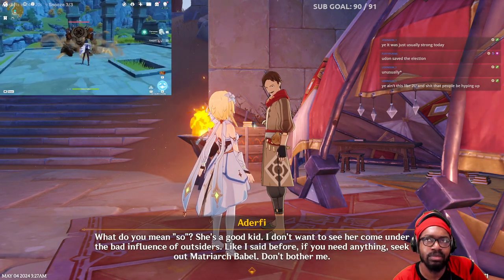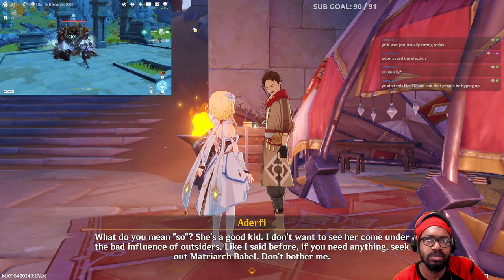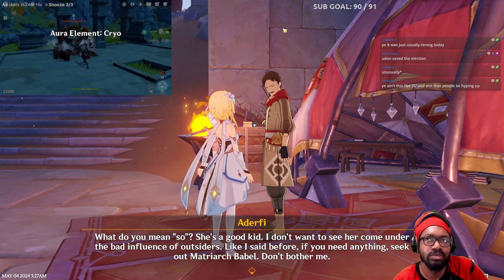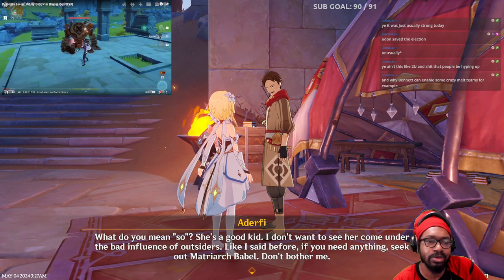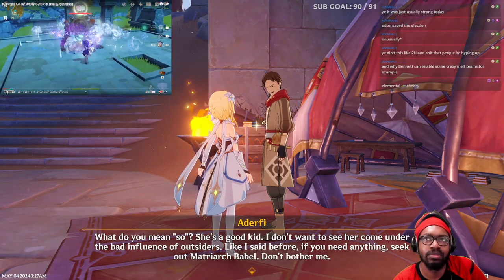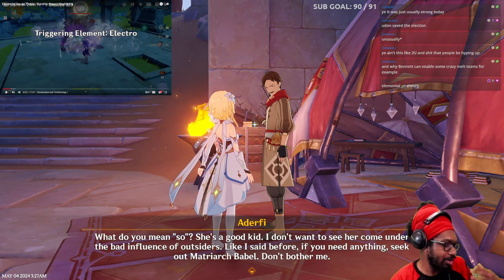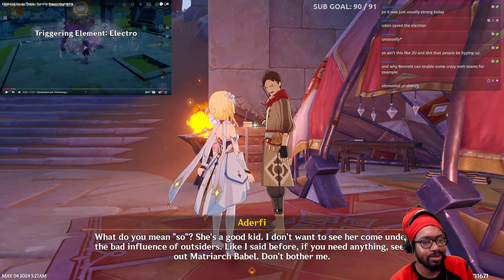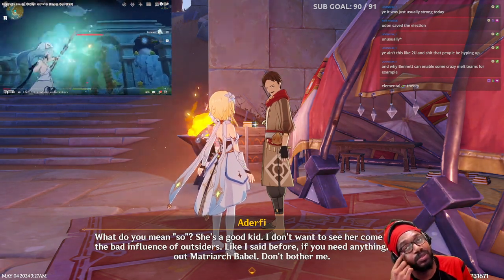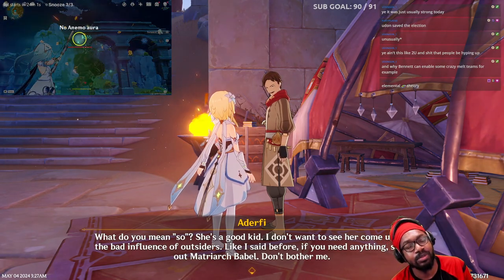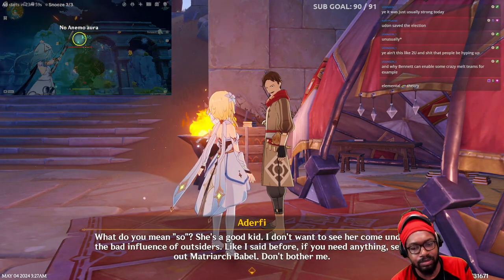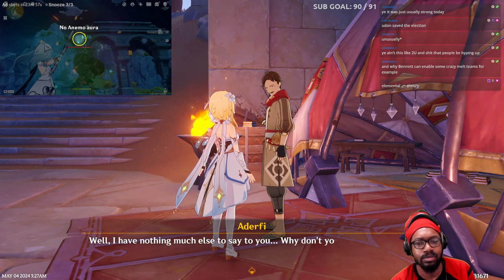From this point on, when I apply an element on an enemy that isn't already afflicted by an element, I'll refer to that as the aura element. When I trigger a reaction against an enemy that already has an aura, I'll refer to that second element as the triggering element. The trigger. It's also worth mentioning here that Geo and Anemo cannot apply auras on enemies. They can only be used as triggering elements. Now let's really get started.